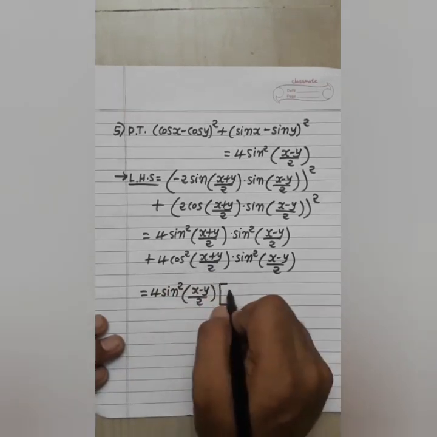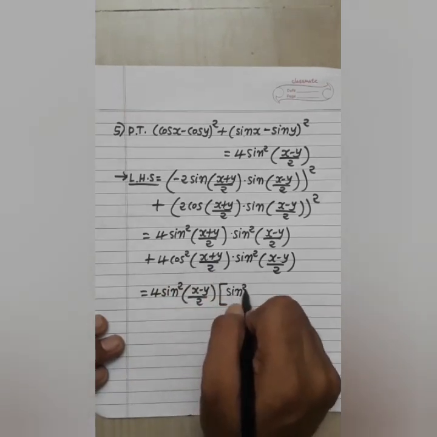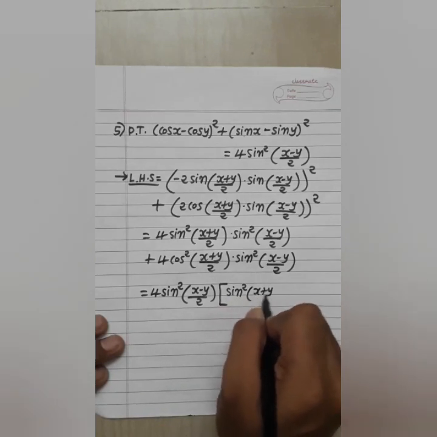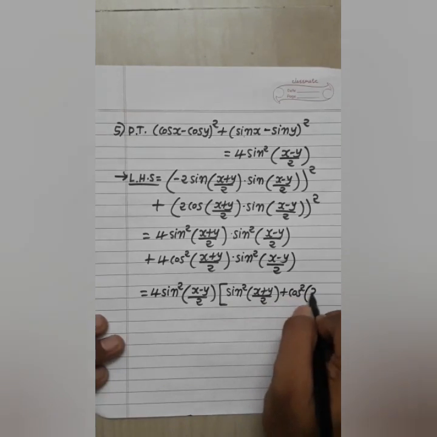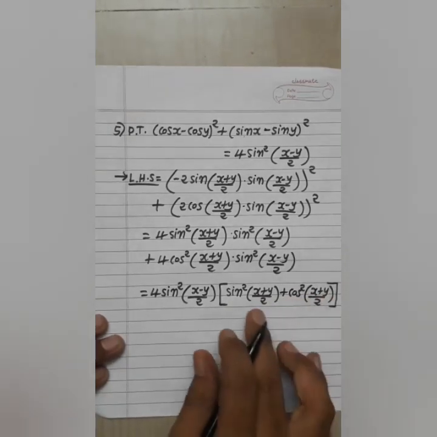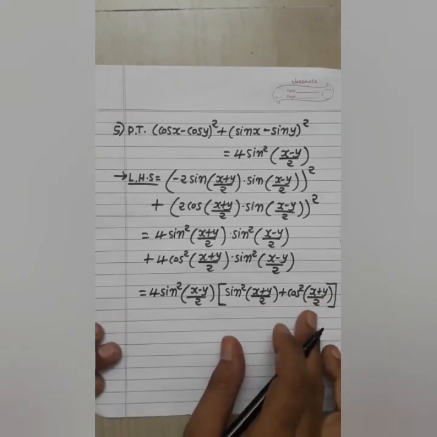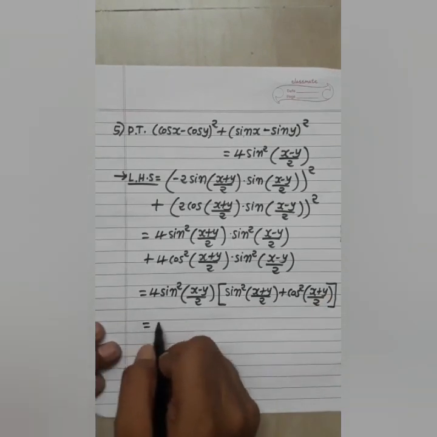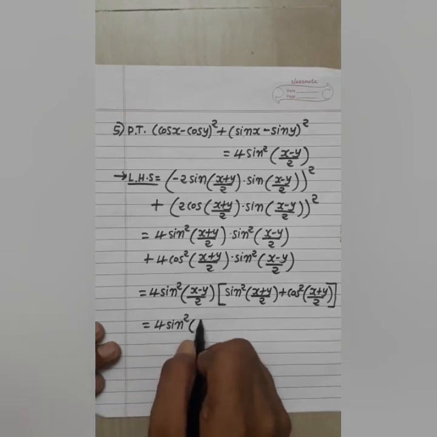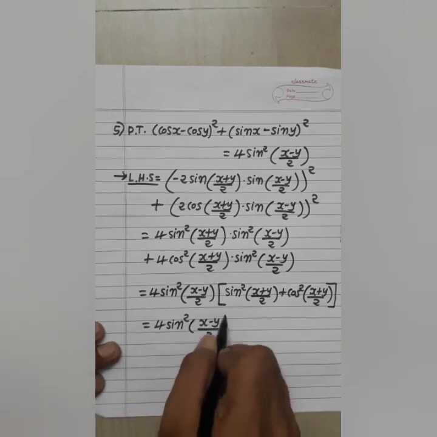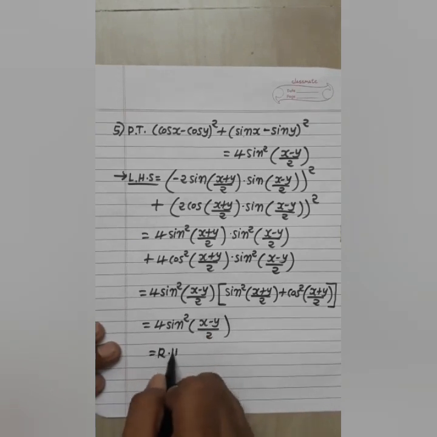Now the remaining term is sin square (x plus y) divided by 2 plus cos square (x plus y) divided by 2. Now sin square theta plus cos square theta is equal to 1. So we get 4 sin square (x minus y) divided by 2, which is equal to the RHS side.